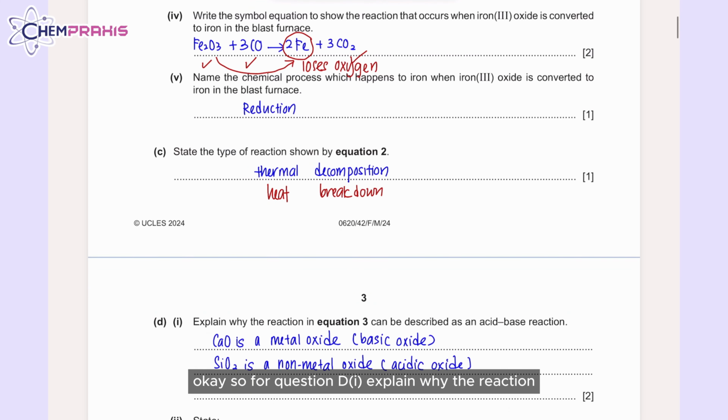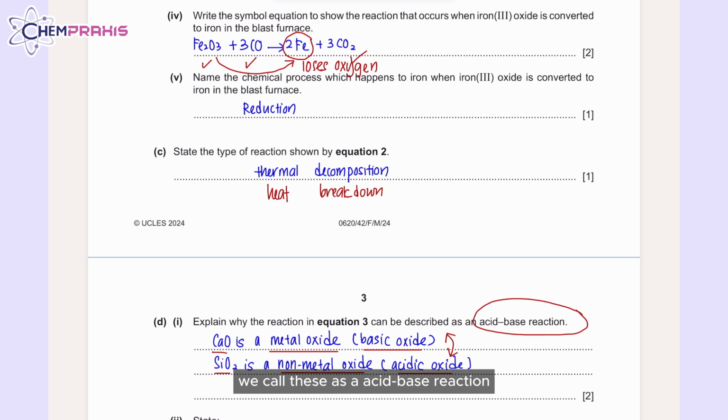Okay, so for question D1, explain why the reaction in equation 3 can be described as an acid-base reaction. Calcium oxide is a metal oxide. Metal oxides are usually basic oxides. And silicon dioxide is a non-metal oxide. Non-metal oxides are acidic oxides. So when a basic oxide reacts with an acidic oxide, we call this an acid-base reaction or neutralisation.